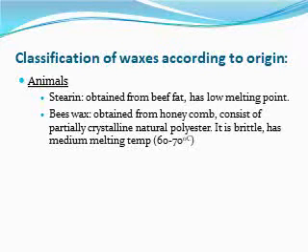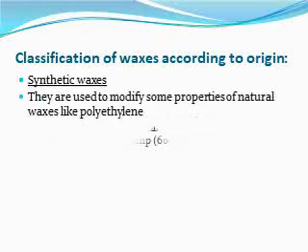الستيرينز اللي هو قد يكون obtained from the beef fat اللي has low melting point, and beeswax اللي هو obtained from honeycomb اللي consists partially crystalline natural polyester، تكون brittle, has medium melting about 60 to the 70. Another classification of the wax هو synthetic wax اللي هو نستخدمه حتى نسوي modify some property of the natural wax like.